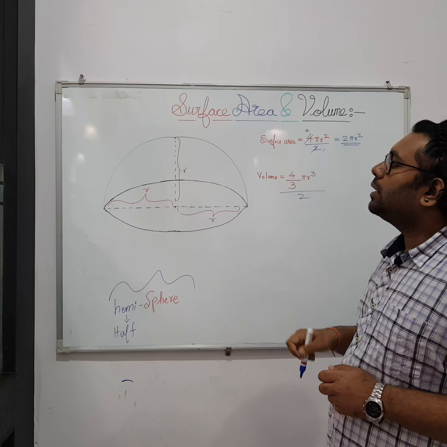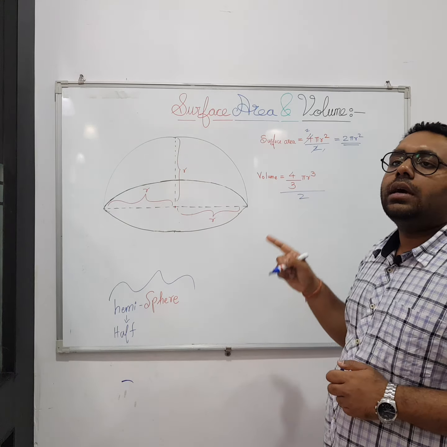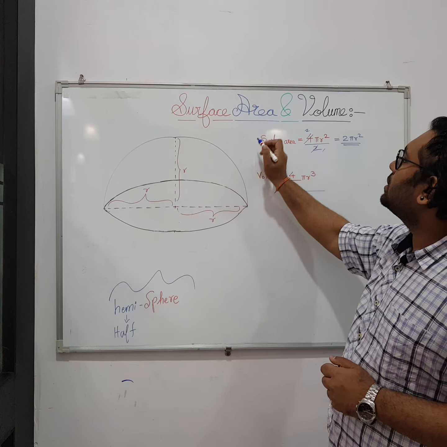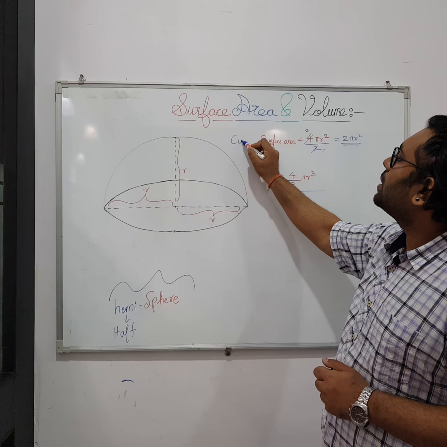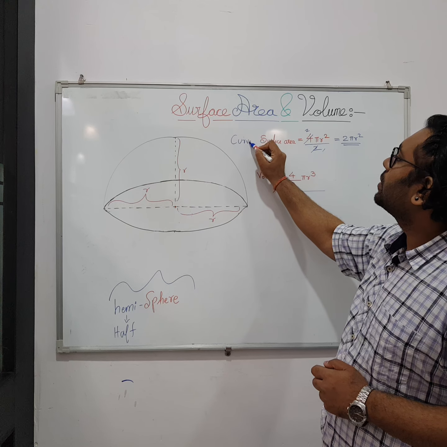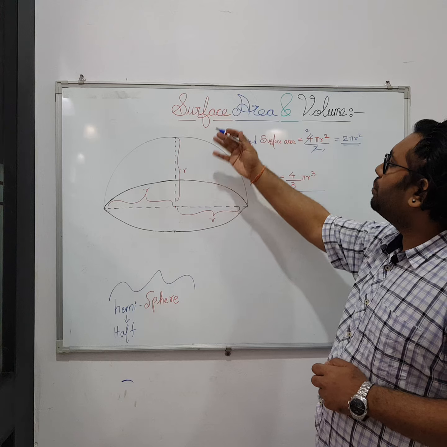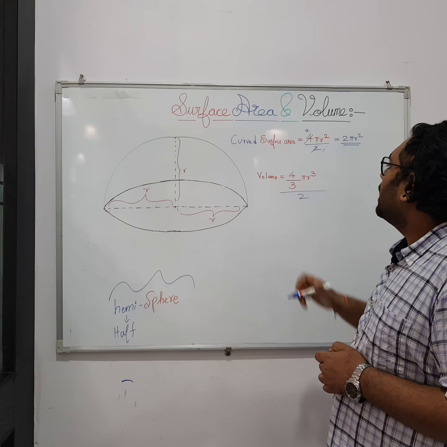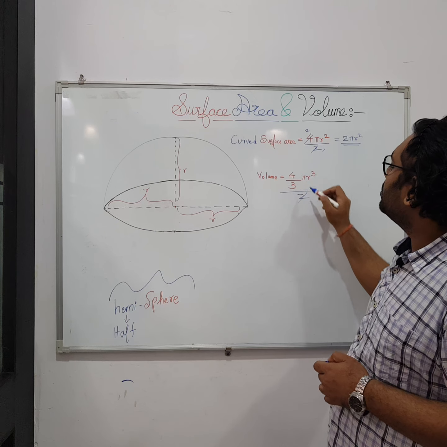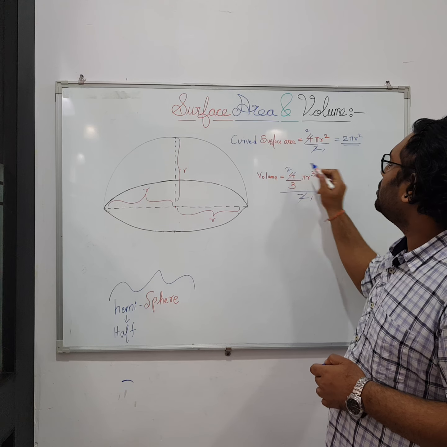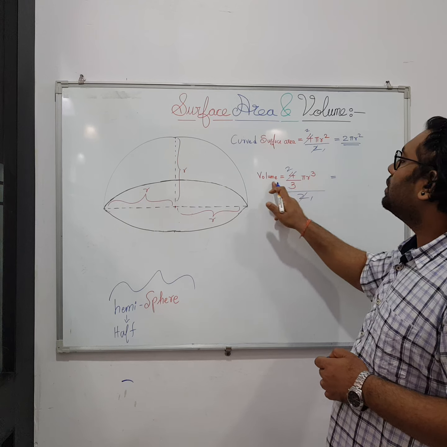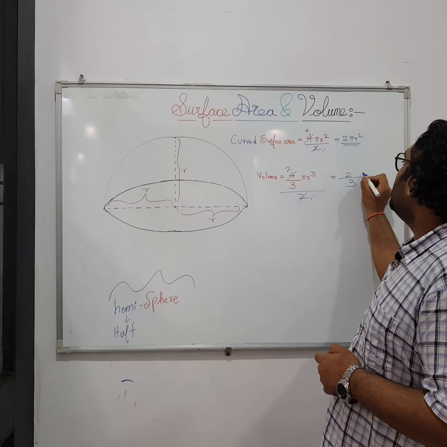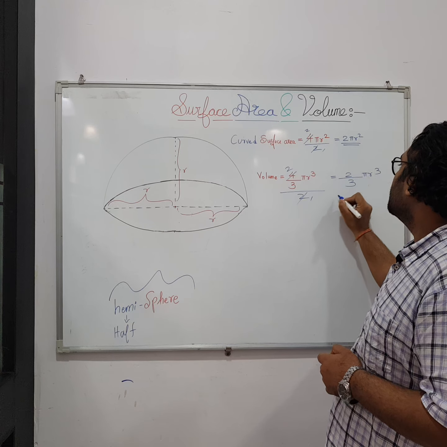Now over here you have a curved surface area and you also have a total surface area. Since this is the curved surface area, I'll write curved. So the curved portion is represented by 2 pi r square. And similarly, if you cut this, 2 into 1 will give you 2 and 2 into 2 will give you 4. So the volume of a hemisphere is nothing but 2 by 3 pi r cube.